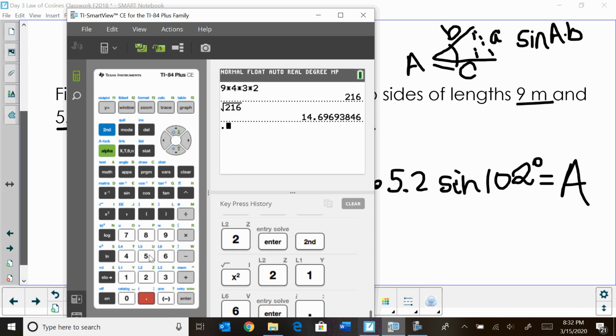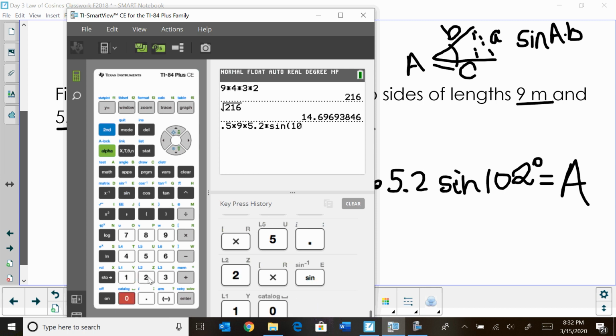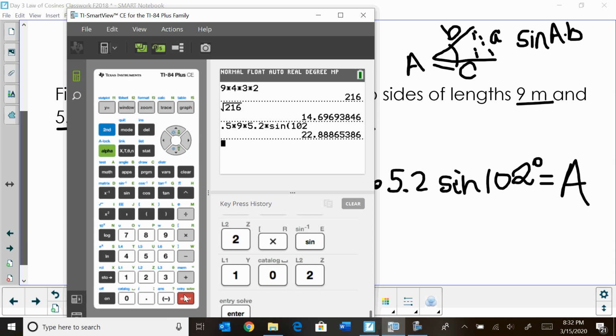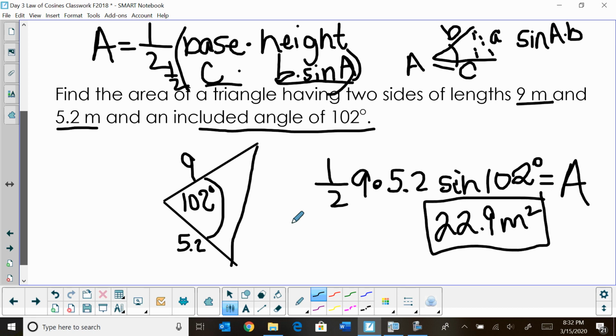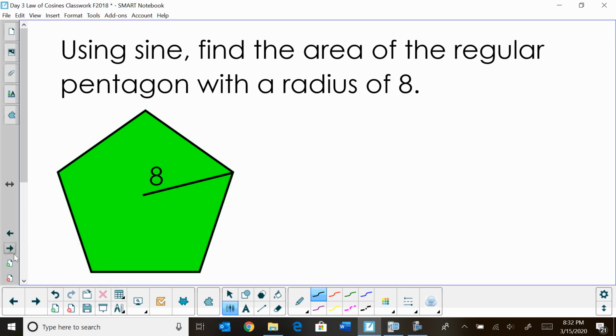We're going to take 1/2, which is 0.5, times 9 times 5.2 times the sine of the included angle, which is 102. So the area is 22.9 square meters. It's a very simple formula. You just have to have your side angle side and plug it all in. So it's pretty straightforward. Now, how can we use those two formulas to find the areas of figures?